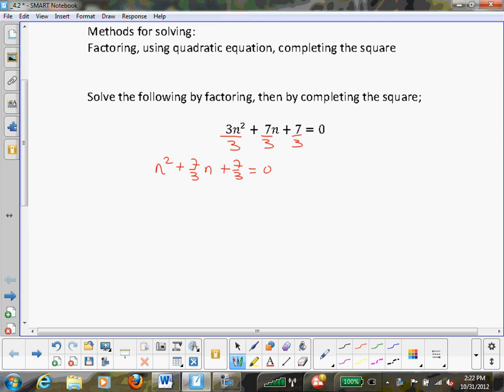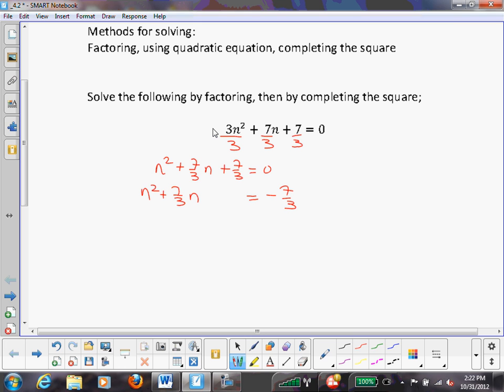And now, what do I need to do? Move the 7/3 to the other side. So I have n squared plus 7/3 n equals negative 7/3. Okay, look at your paper that I handed you with the steps. What's the next step that I'm going to do? Multiply what by half? This 7/3, the value with the n.